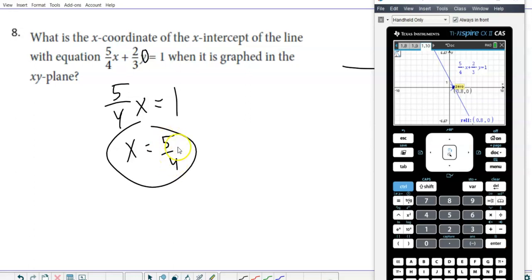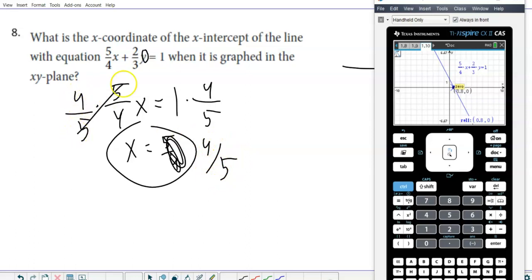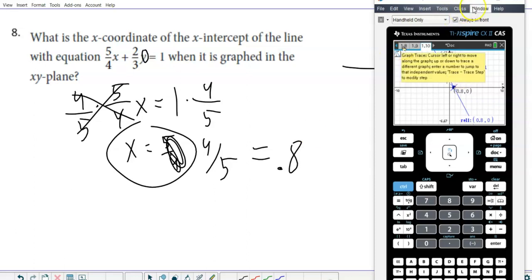What am I doing? 5/4. Thank you for checking that. So if you multiply by the reciprocal, I didn't show my work. Multiply both sides by the reciprocal. I think I was thinking that, I did not execute that though. Those cancel, and you get 1 times the 4/5, which is, by the way, the same thing as 0.8, right? 0.8 in your calculator. The intercept is 4/5. So that one.